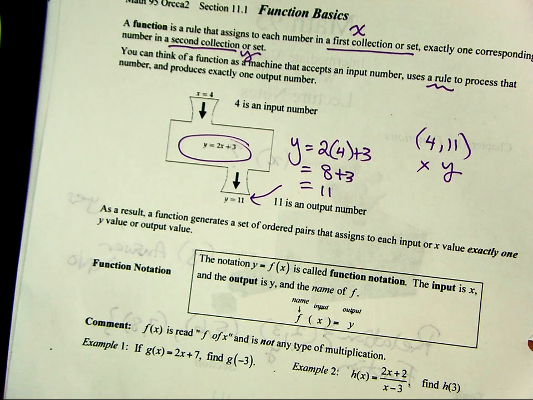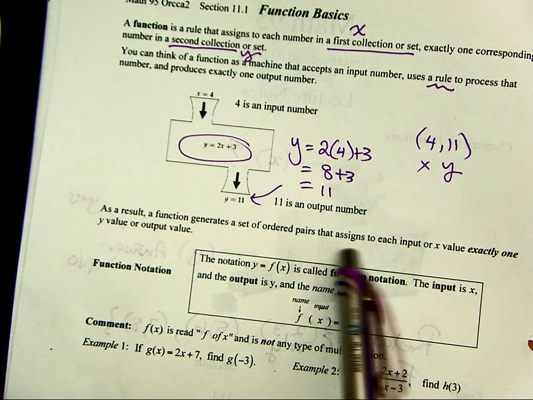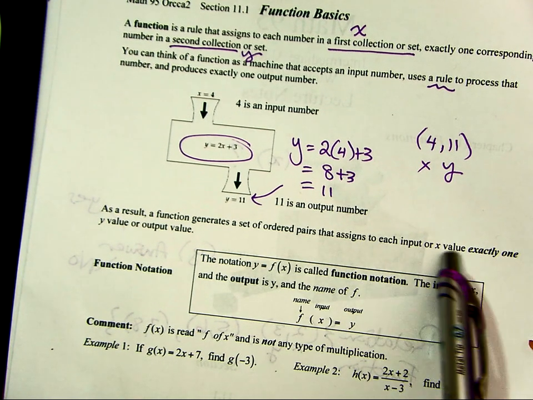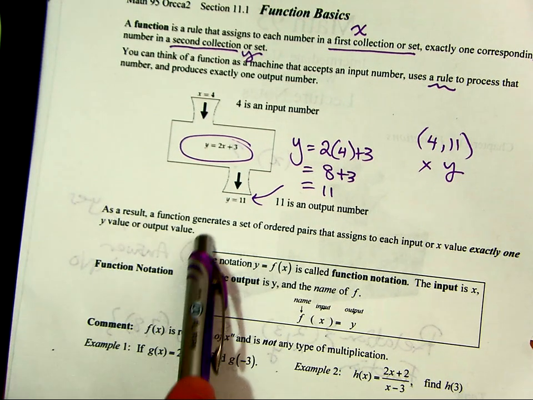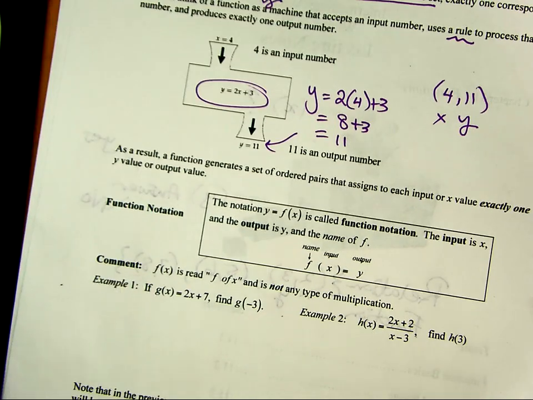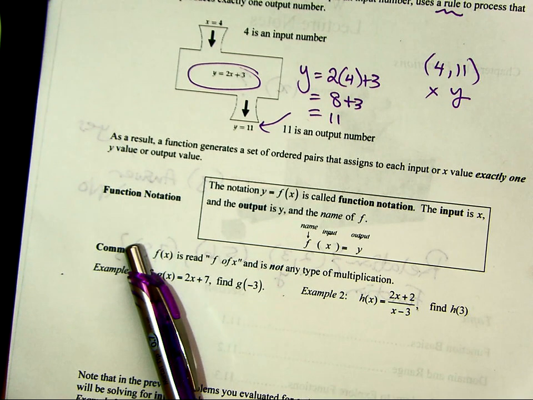As a result, a function generates a set of ordered pairs. That's what I was just saying. Oh, it's funny how it says that. Okay, and that assigns each input value, or x, to exactly one y value. That's the output. So we have this thing called function notation.